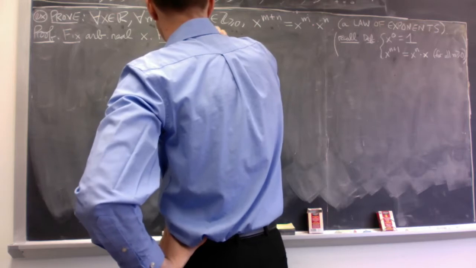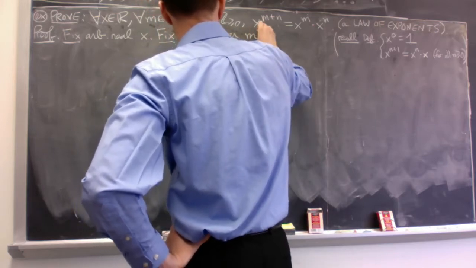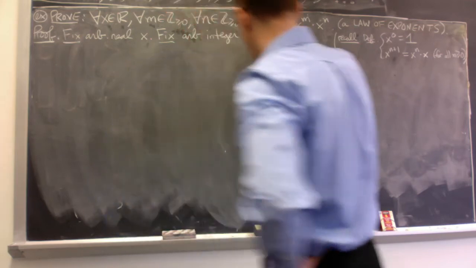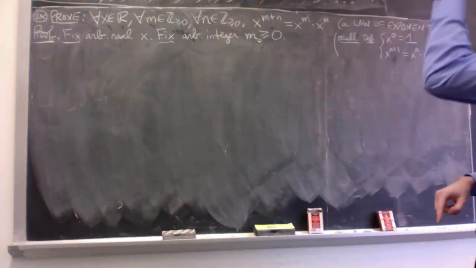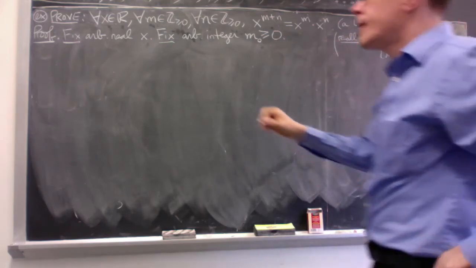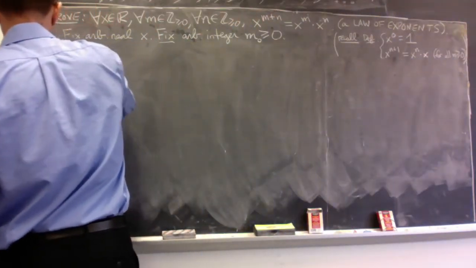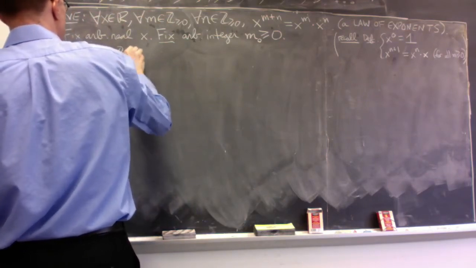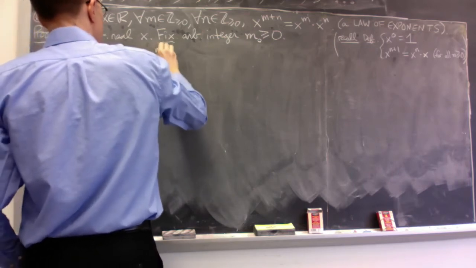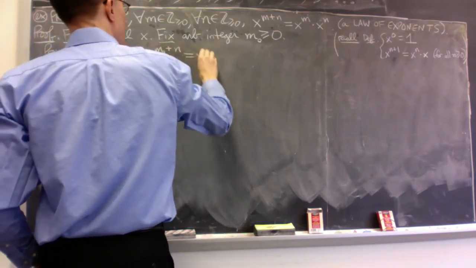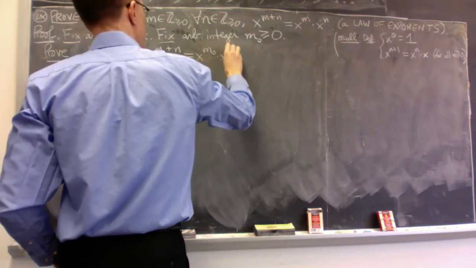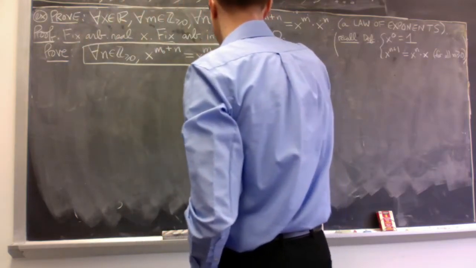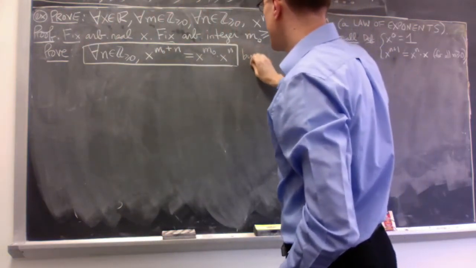Fix an arbitrary integer m greater than or equal to 0. Here, maybe I will actually call it m naught, just to really emphasize it's constant. Okay, I might regret that later, but I'm going to do that. And then we have to prove the thing inside. We still have one more quantifier. For all integers n greater than or equal to 0, x to the m naught plus n is equal to x to the m naught times x to the n. This is our new goal. And this is the one where we're going to use induction on n.